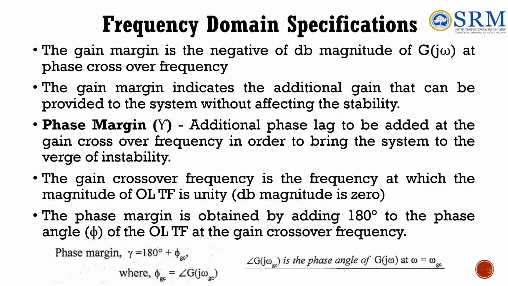Next is phase margin. Phase margin represents the additional phase lag required at the gain crossover frequency to make the system unstable. The gain crossover frequency is where the magnitude of the open loop transfer function is 1 or 0 dB. The phase margin is calculated by adding 180 degrees to the phase angle of the system at this frequency. So here phase margin is given as 180 plus phi GC, where GC is the gain crossover frequency.